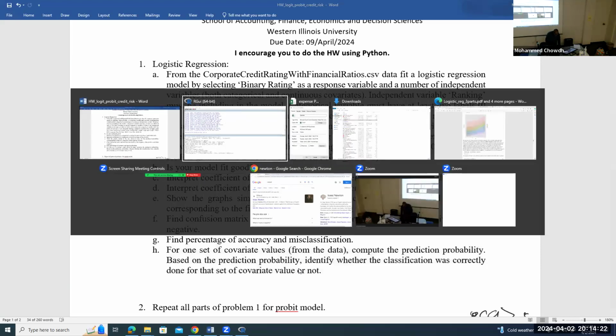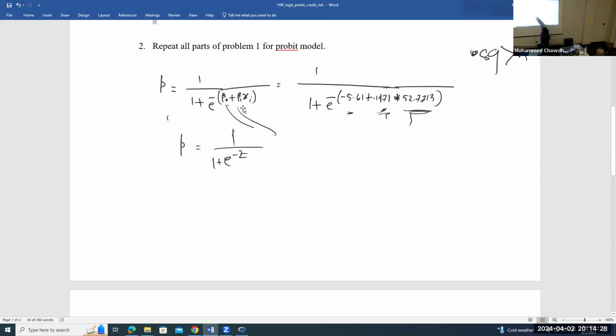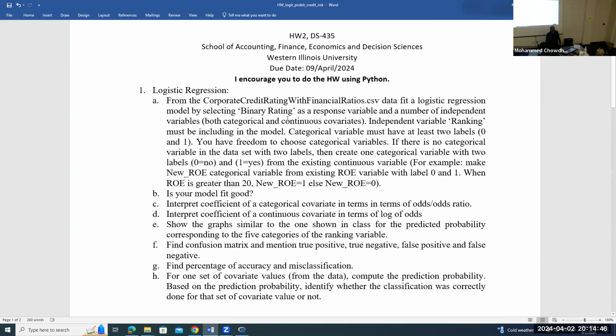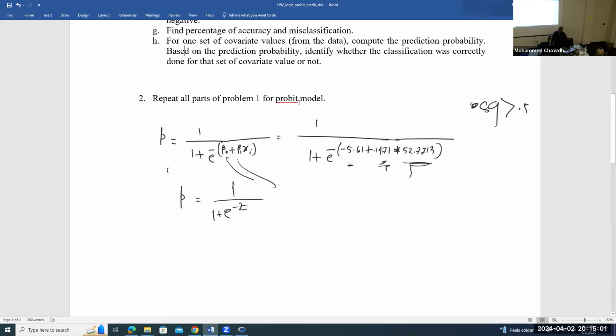So take a look at that. In this part, I plug in just one covariate value, X, right? 52,000, right? Only one value. But in this question, I said for one set of covariate values, that means the way you take your data is this one. Suppose you take return on equity as one covariate value, and then you can take investment as another covariate value. So 5 covariate values, you have to put here. How many X's? 5 X's, right? X1, X2, X3, X4, X5.